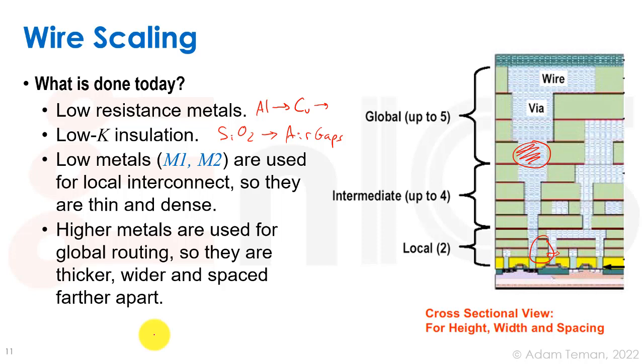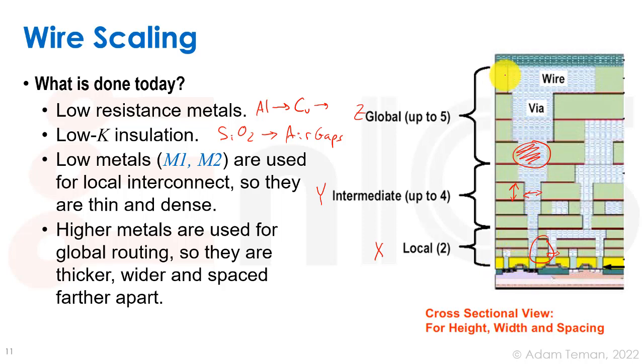But we can use higher metals for global routing, which are thicker, wider, and spaced farther apart. So you can see that when we go up here, this we would usually call an X layer, this is a Y layer, and this is a Z layer. When we go up to the Y layers, we'll use that for intermediate routing, where we route between different blocks that need to talk to each other, and there we have a higher height, so we get a lower sheet resistance, and we'll keep larger spacing, so the coupling capacitance is not as bad.